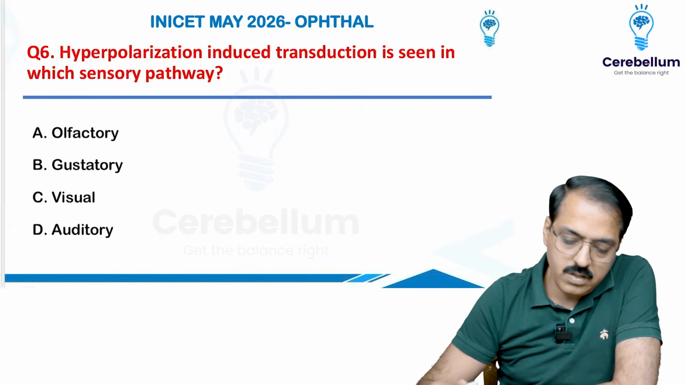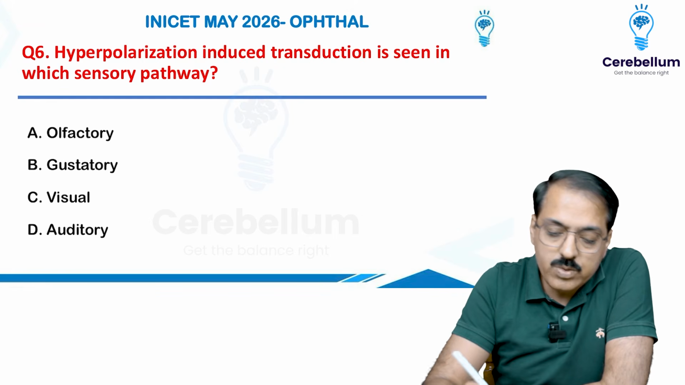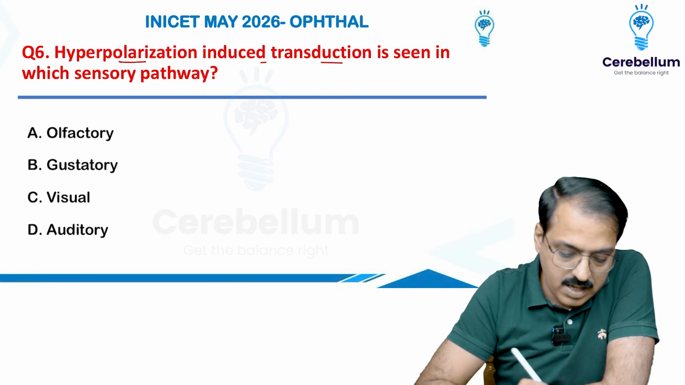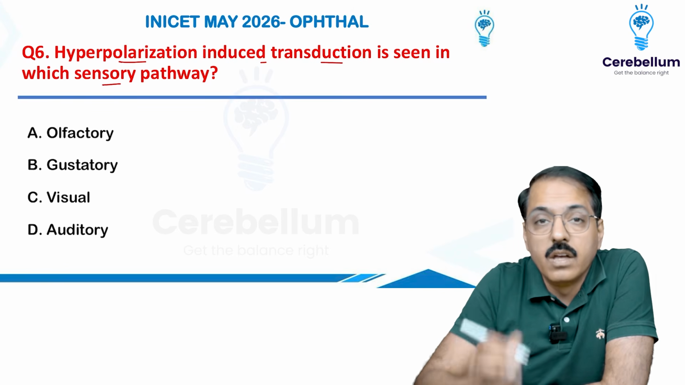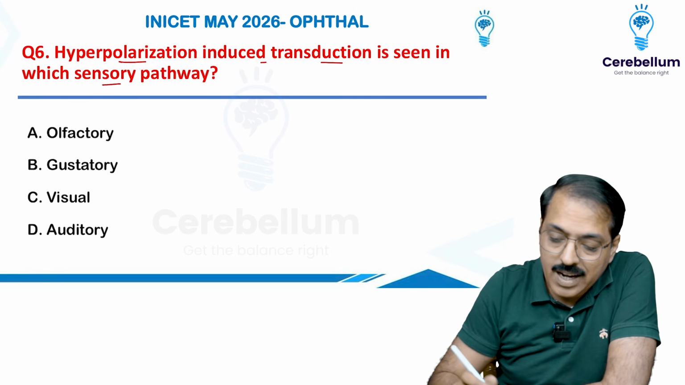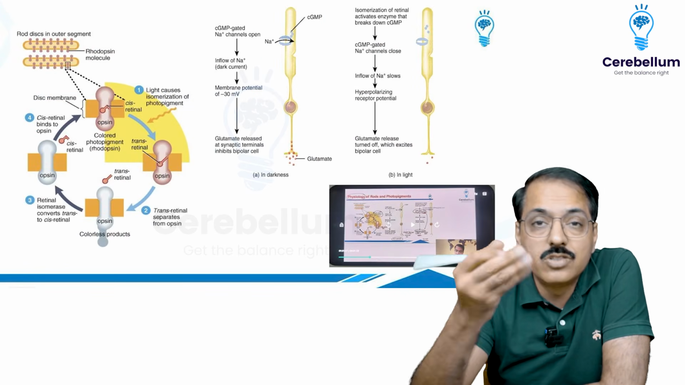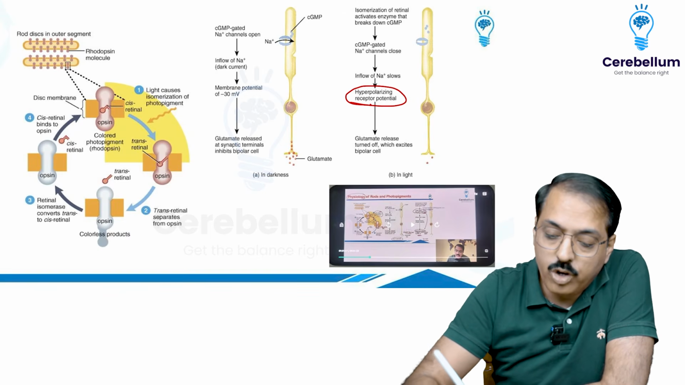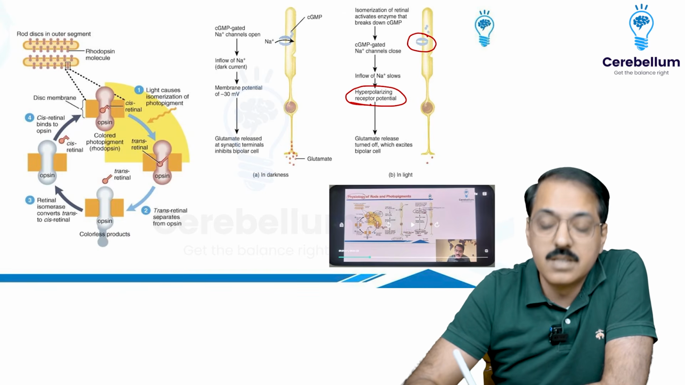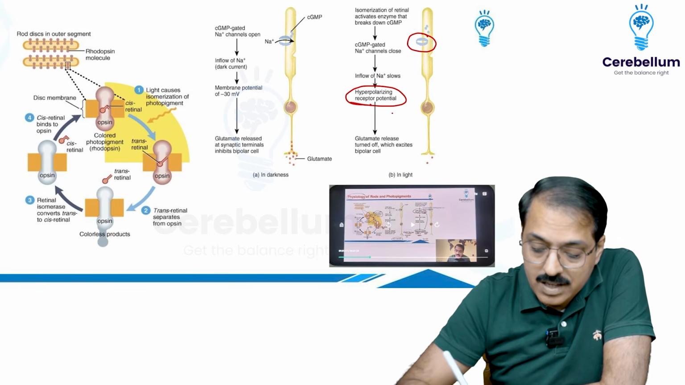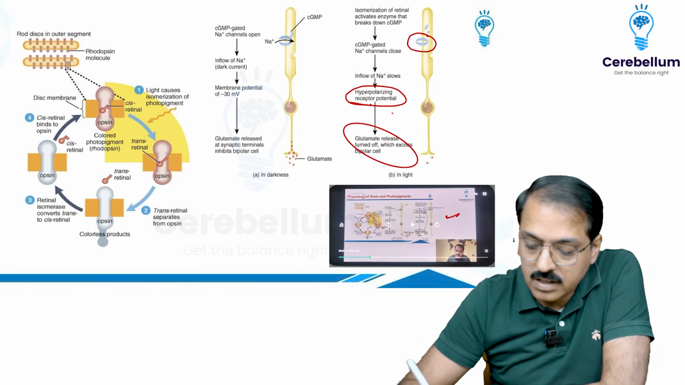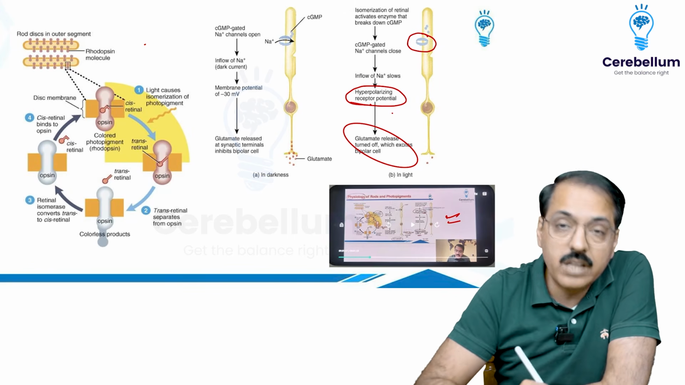Moving on to the next question. Now, this was a very interesting question. Hyperpolarization induced transduction is seen in which sensory pathway? We have done this in our class, that whenever there is the stimulus, there is hyperpolarization because of closure of the sodium channels, and this hyperpolarization results in the glutamate release being turned off. This is the diagram from the class itself. We have done this in our class.